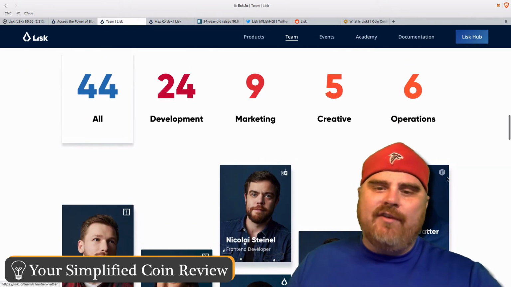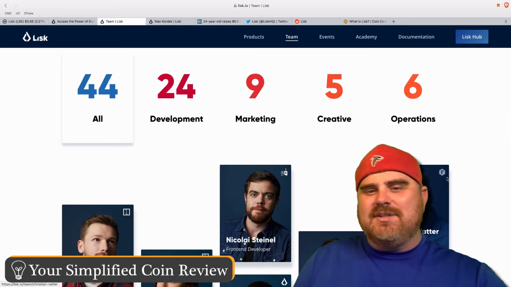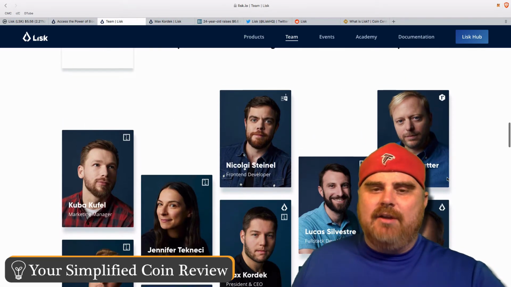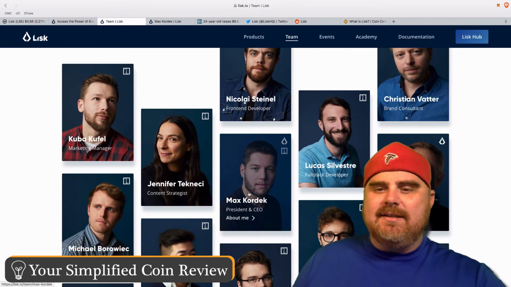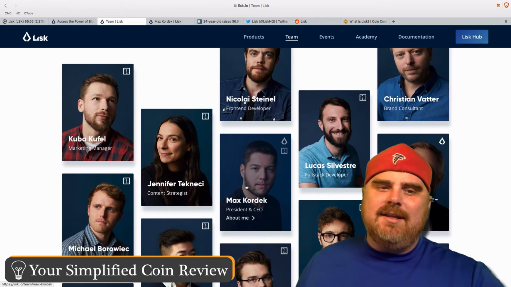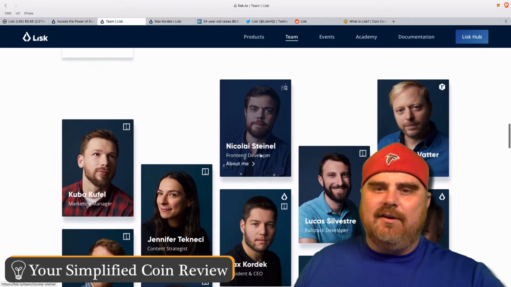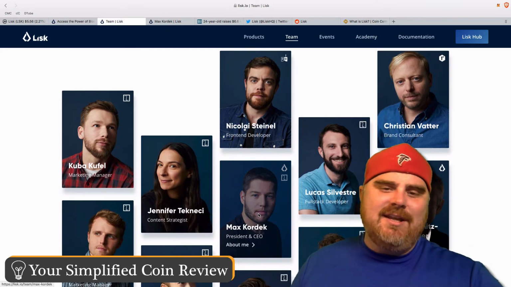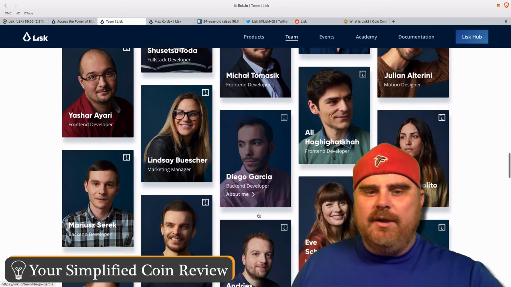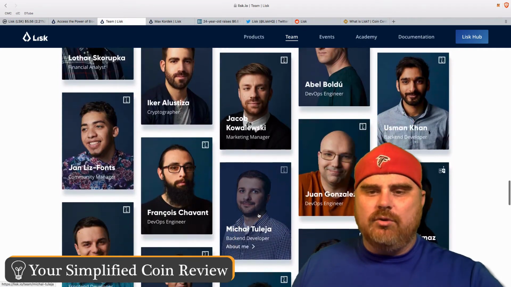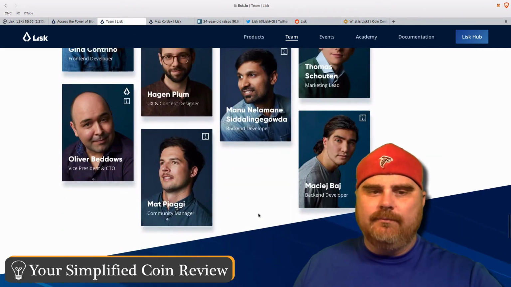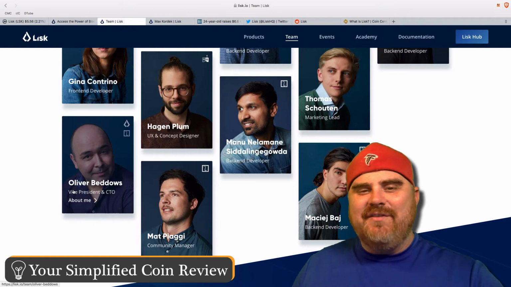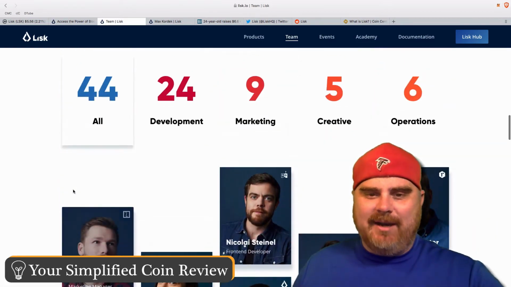So you can also find their team. One thing I thought was interesting is that Max Kordek is the CEO, and as you can see, he's not even the top person on here. It's like a little cloaked humility, you know what I mean? So he is the president and CEO. And if we go down a little bit further, I'm sure we will be able to find Oliver. Here he is at the bottom. So even more humility by the team.